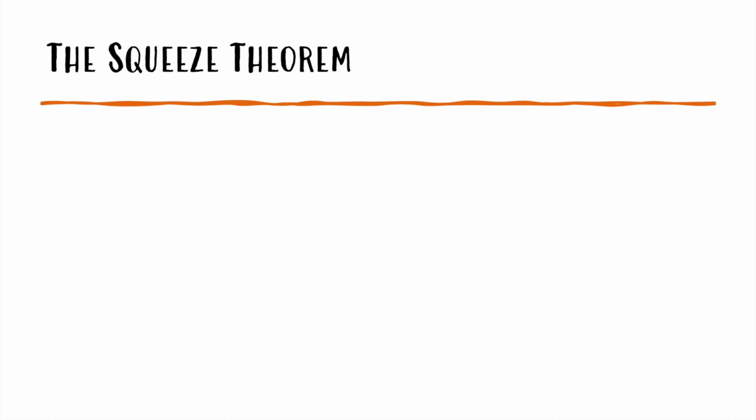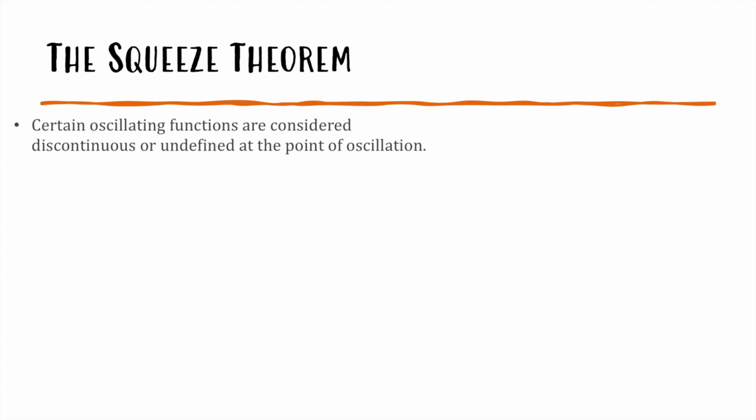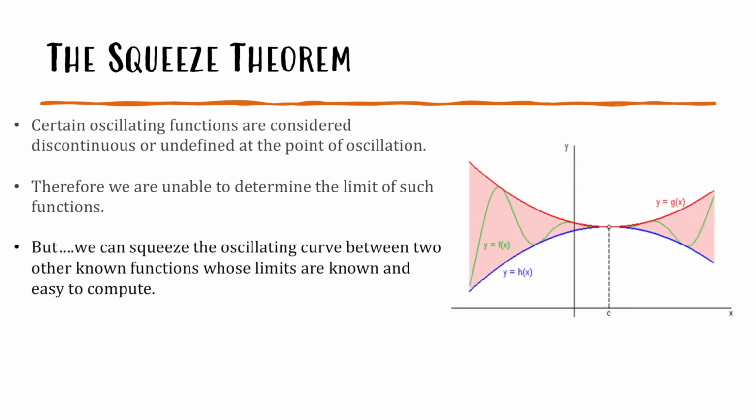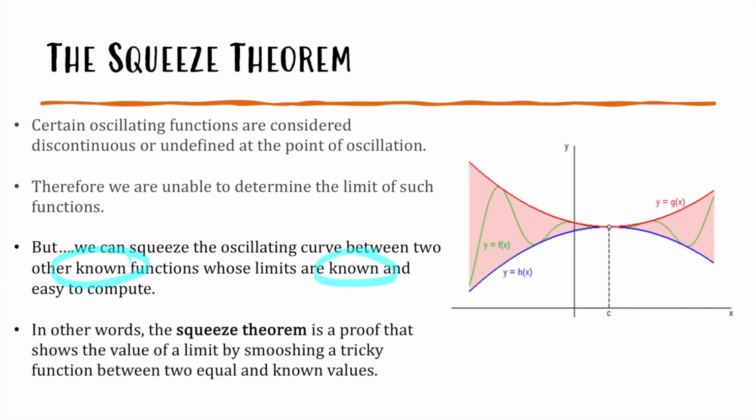The last option we have for evaluating a limit is called the squeeze theorem. Certain oscillating functions are considered discontinuous or undefined at the point of oscillation. So we're not able to determine the limit of such functions. However, we can squeeze the oscillating curve between two other known functions whose limits are known and easy to compute. In other words, the squeeze theorem is a proof that shows the value of a limit by smooshing, it's a very technical term, smooshing a tricky function between two equal and known values.